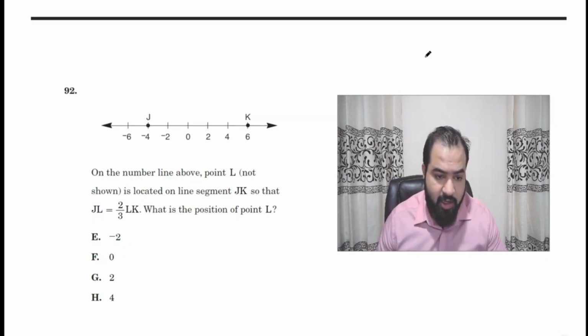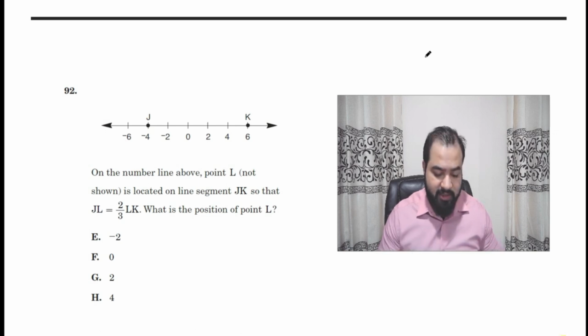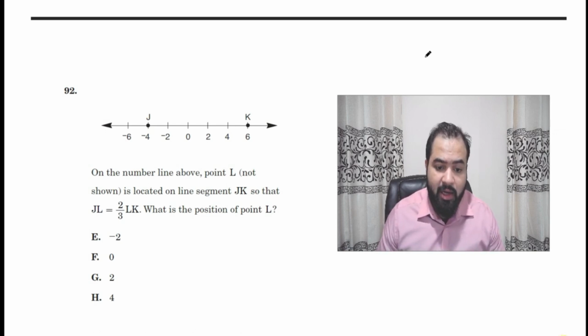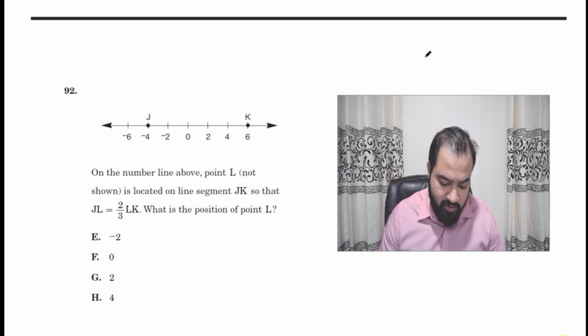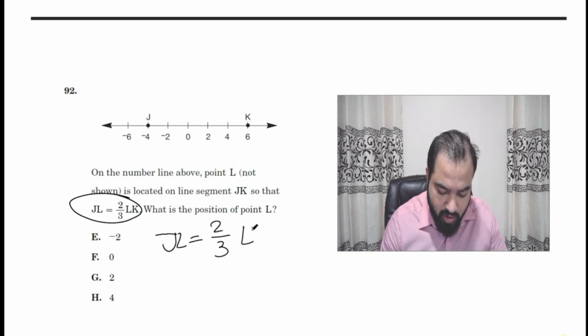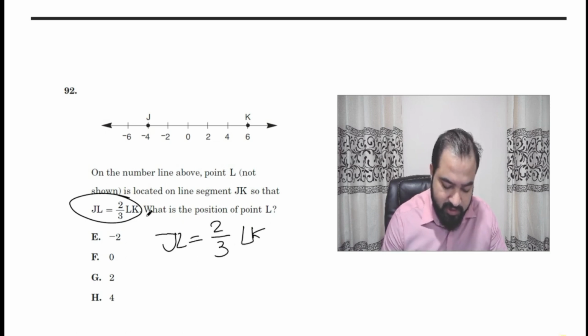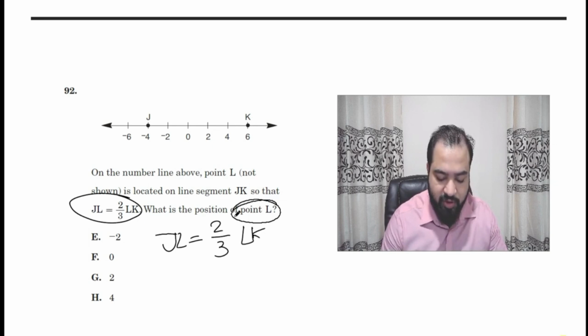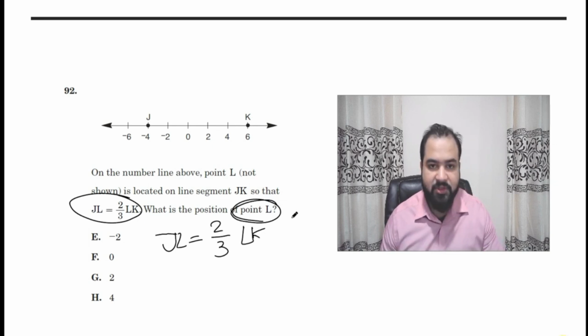So it's a number line. It says on the number line above, point L, not shown. So point L is not to be seen. We don't see it. It's located on line segment JK, so that JL is equal to 2/3 of LK. All right, so let's write it. JL has to be 2/3 of LK. Now the question is asking what is the position of point L.